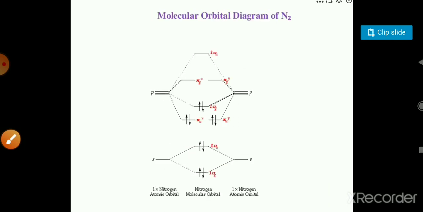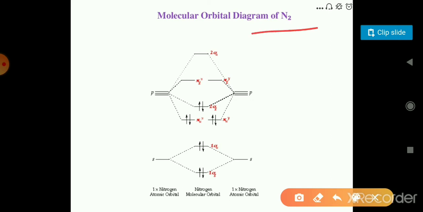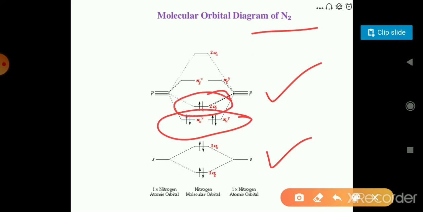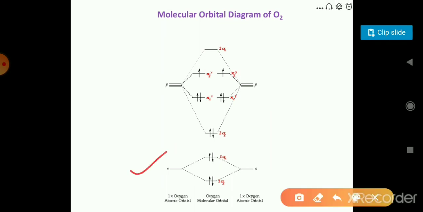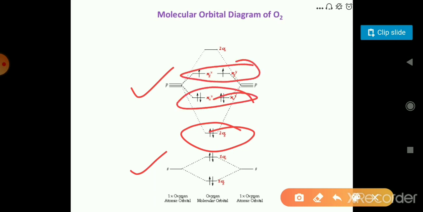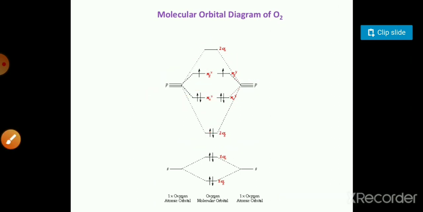Now if you look at the molecular diagram of the N2 molecule, you can see the s orbital and the p orbital. For the p orbital you can see the pi bonding and sigma bonding, and there is a pi antibonding and sigma antibonding. Okay, for the O2 molecule, you can see the s orbital and the px, py, pz orbitals. Here is the sigma bonding, the pi bonding, pi antibonding, and sigma antibonding orbitals.